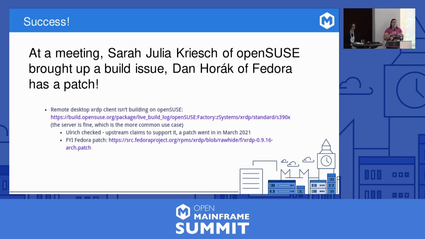So this could have been something that would take 3 hours to debug, and then you discover you just need to pass a different flag. By having this meeting and having Dan's input of, this is what we did in Fedora, this issue was solved at that meeting immediately. And that was super valuable, and that's really what we're trying to bring here.